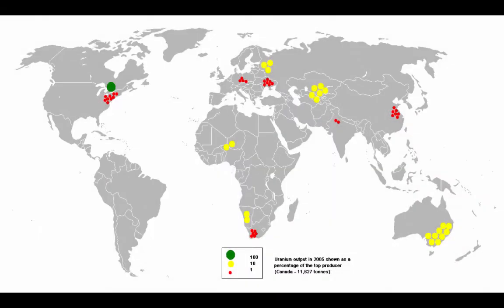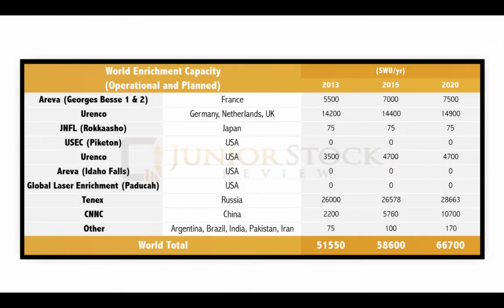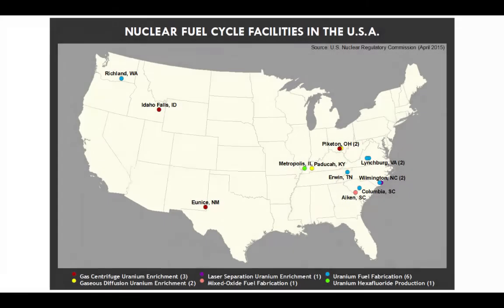This map indicates the places where uranium is present in the continental crust. The green is actually the largest concentrations, followed by yellow, then red. From the table you can see that there are many countries that have enrichment capacity. The US has multiple facilities, but the Russians are still the ones who are actually producing the most amount of enrichment. Here are nuclear fuel cycle facilities in the US. Piketon is a gas centrifuge which actually produces enriched uranium. This facility is not operational at the current moment.